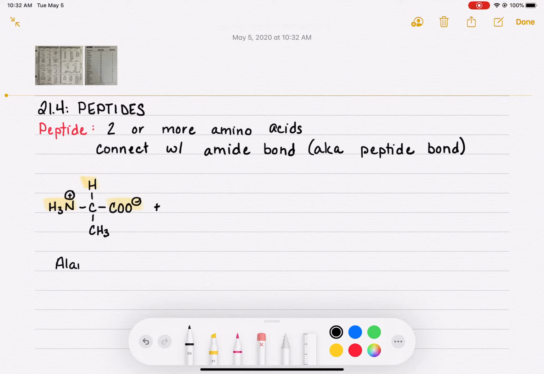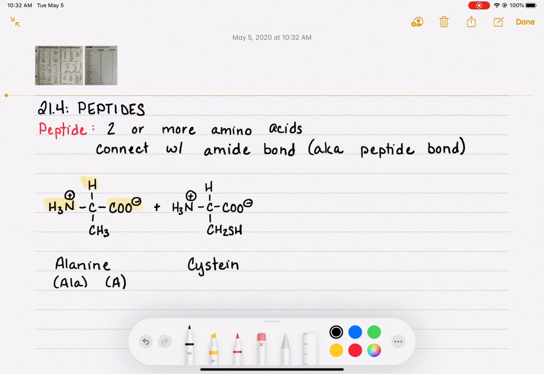This is called alanine. Its 3-letter abbreviation is ALA. Its 1-letter abbreviation is just a capital A. That's going to become relevant later. And we are going to combine it with amino acid number 2 in the zwitterion form, so COO minus on the right-hand side and NH3 plus on the left-hand side, and its R group is going to be CH2SH. So this amino acid is cysteine. Its 3-letter abbreviation is CYS. And its 1-letter abbreviation is just a capital C.